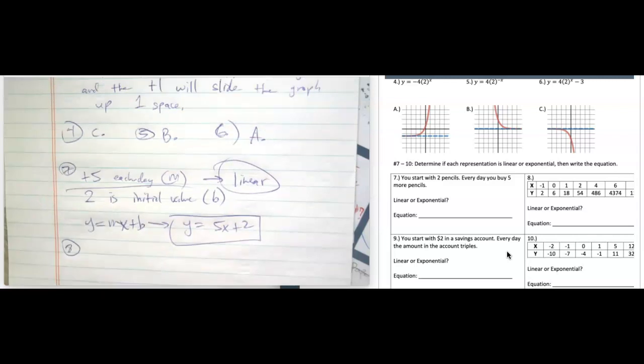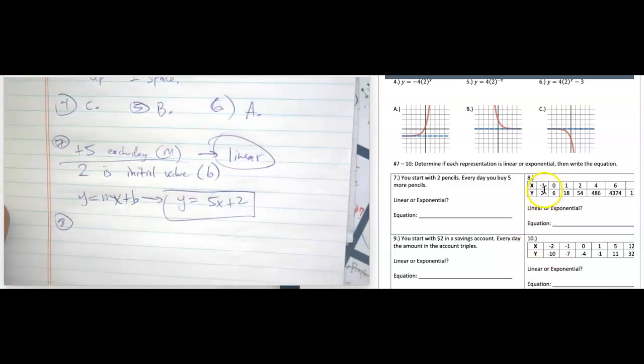Number 8 is, well, just look at the outputs, right? The inputs are kind of in order. Look, -1, 0, 1, 2, but then 4 and 6 are out of order. So I'm only able to use these first few to check. Let's see, 2, 6, 18.